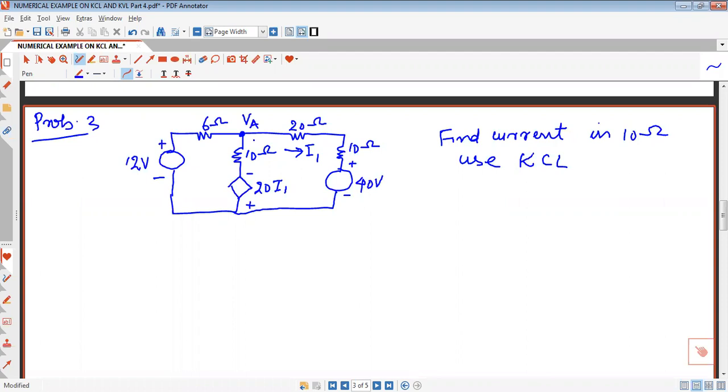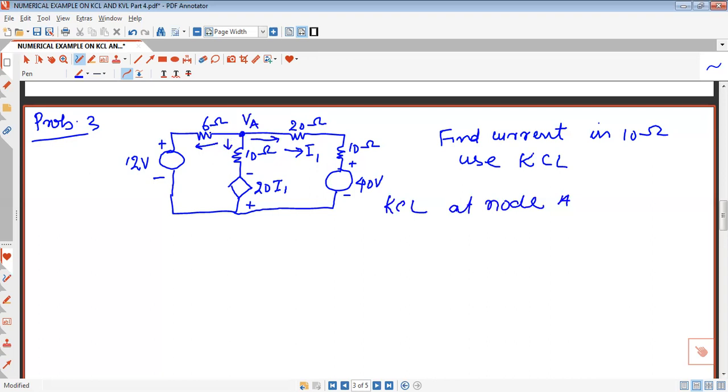One current is going this side. So we have assumed that all the currents from this node are going outside, which is practically not possible. But for calculation simplicity, we will assume that all the currents are going outside from the node. So from this node, three branches are connected, so three currents are going outside. So KCL at node A is written as the sum of all the currents. Let me write here, these currents are I1, I2, and I3. So the sum of all the currents will be 0.